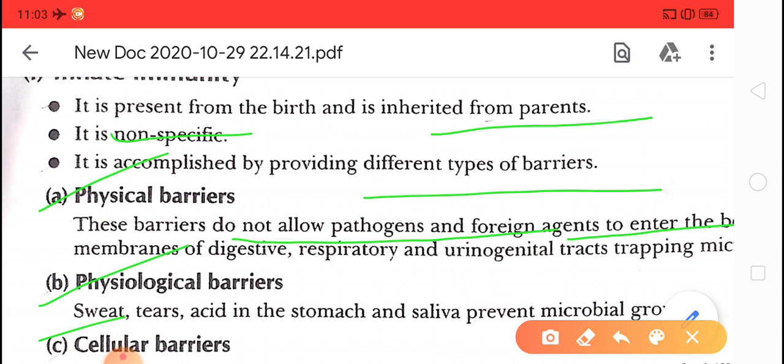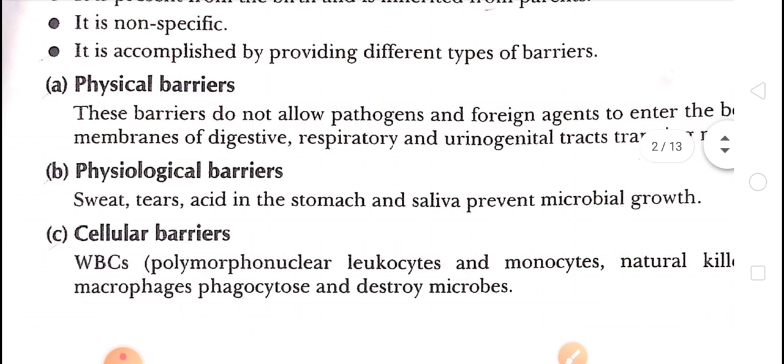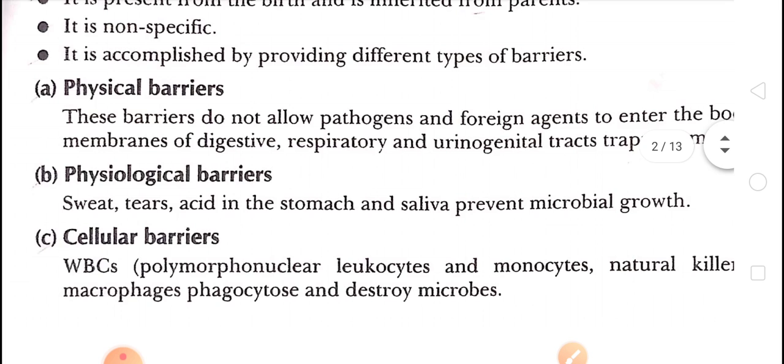Children, now the third one is the cellular barrier. Cellular barrier is basically WBCs. We have already discussed WBCs. WBC is a type of blood cell. They fight against germs and protect us from disease. Basically WBCs with macrophages phagocytose. Phagocytose means they engulf and destroy the microbes.